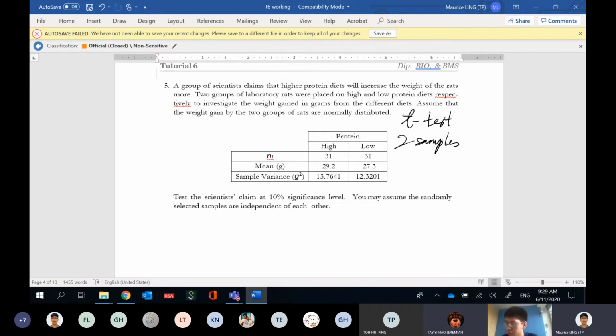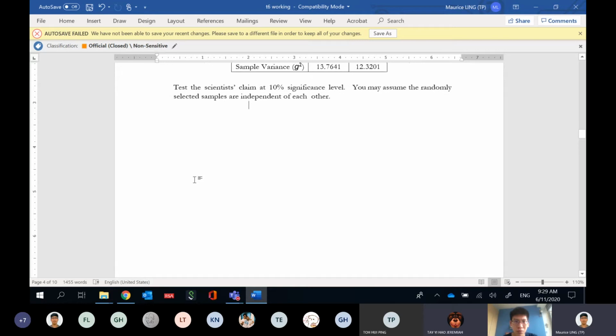Equal variance. Let's say, in this case, you use equal variance, right? But how do you know whether you use equal or unequal variance? You do the F-test, right? Okay, so let's do the F-test. So there are two sections here.